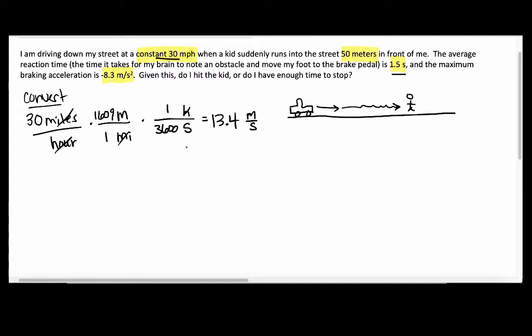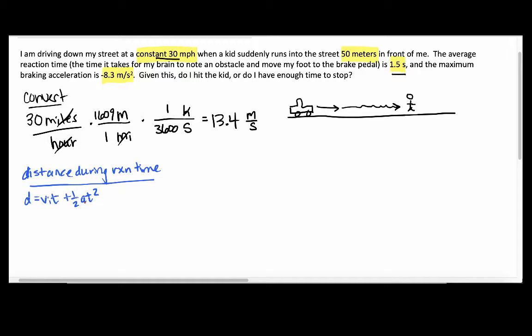So let's go ahead and solve first for our reaction time. With kinematic equations, we're looking for distance. The first go-to is this kinematic equation, so let's see if it works. I'm looking for distance. I have my initial velocity of 13.4 meters per second. I do have the time because it's 1.5 seconds. That's how long it takes for me to react.